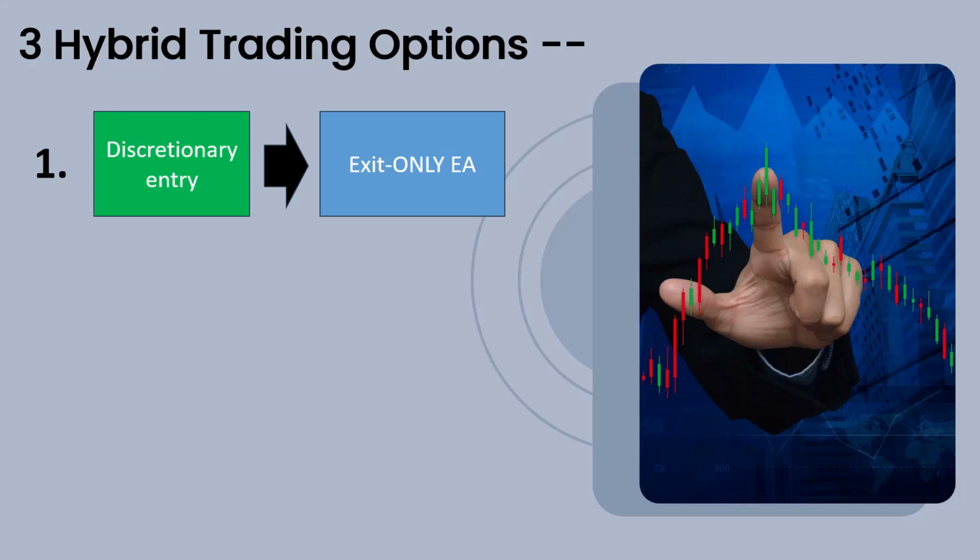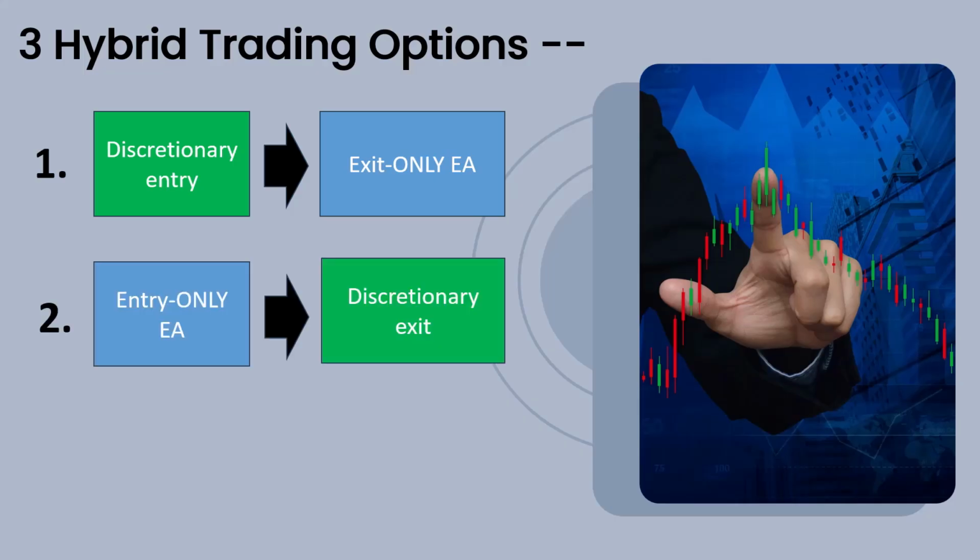And so there are 3 key options. First of all, of course, you've got a discretionary entry followed by an exit only EA. So you choose your setup by visibly looking at charts, as I'm sure most of you do now, and then the exit only EA will manage the trade for you subsequently. Then, of course, you've got the reverse of that, which is an entry only EA. This will look for setups and then not only enter, but inform you that it has done so, and then you can operate a discretionary exit on that.